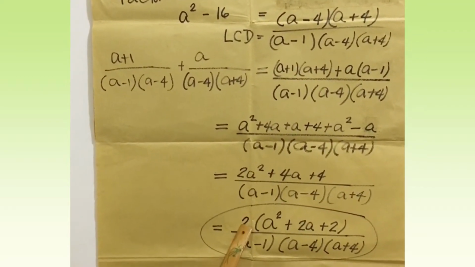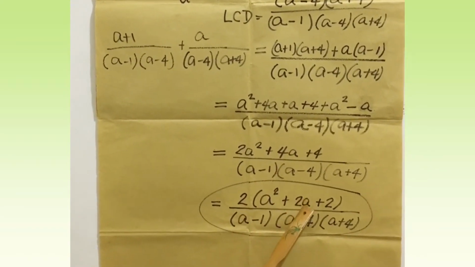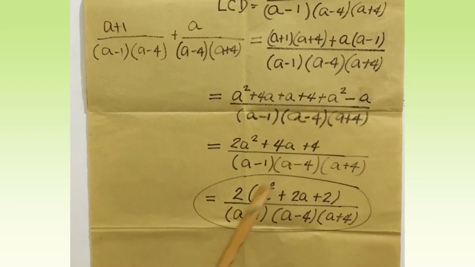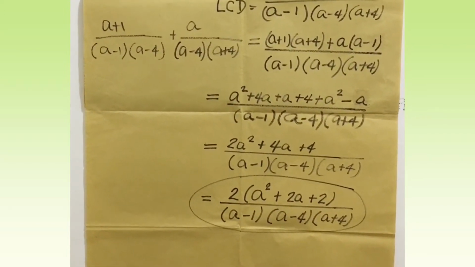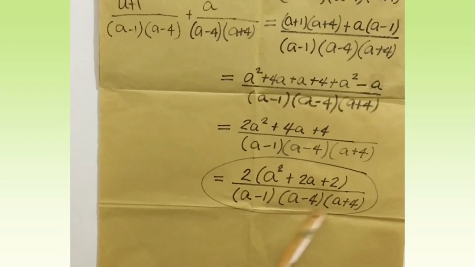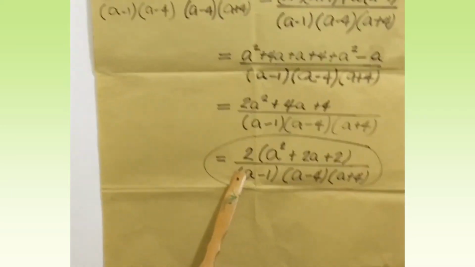2a squared divided by 2 is a squared. Then 4a divided by 2 is 2a, and 4 divided by 2 equals 2. So we have a parenthesis for this. Then copy the denominators, and we cannot simplify this anymore. So this is our final answer.